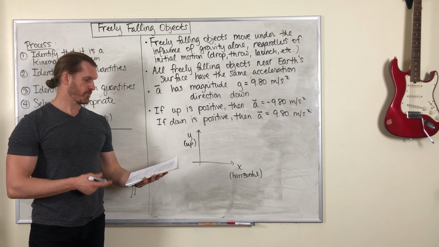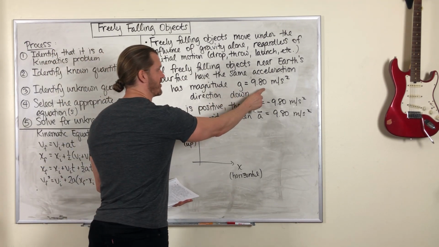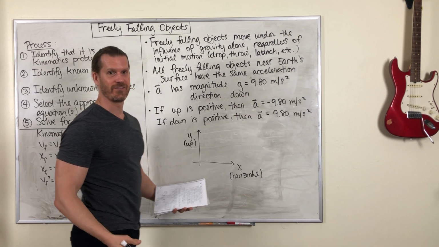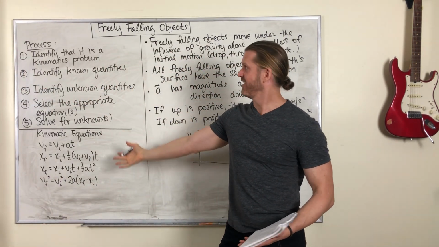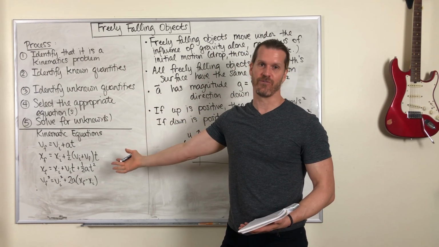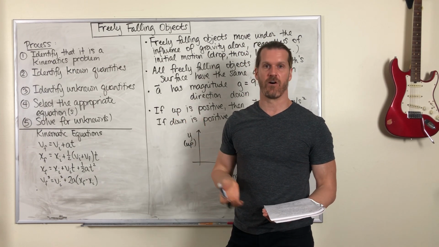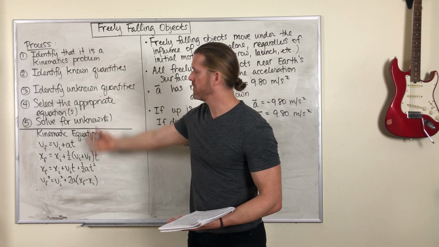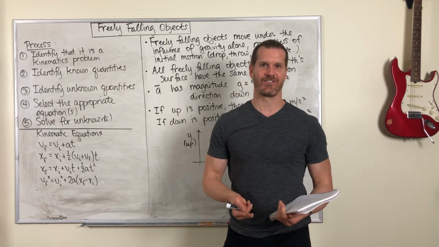So, because this acceleration is a constant number, that means that kinematics applies, and everything that we learned in the last video is still true. So we can analyze problems involving objects falling using our same kinematics process. So let's do several examples now.